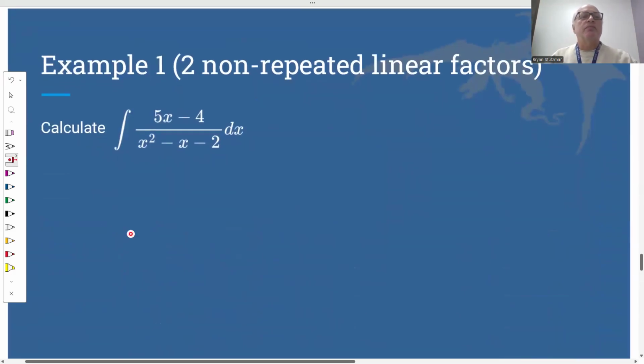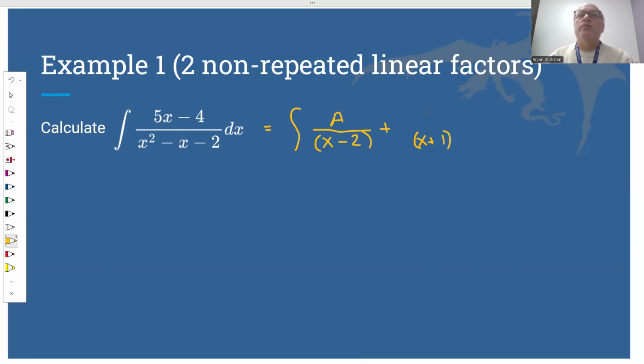Let's do a couple examples. So I've got a second degree denominator, and we're going to write that. We're going to say, well, x squared minus x minus 2 factors into x minus 2 and x plus 1. Now, if you didn't do x minus 2 first, if you did x plus 1 first, you'll have different letters in front of them, but you'll get the same values when we're all done.